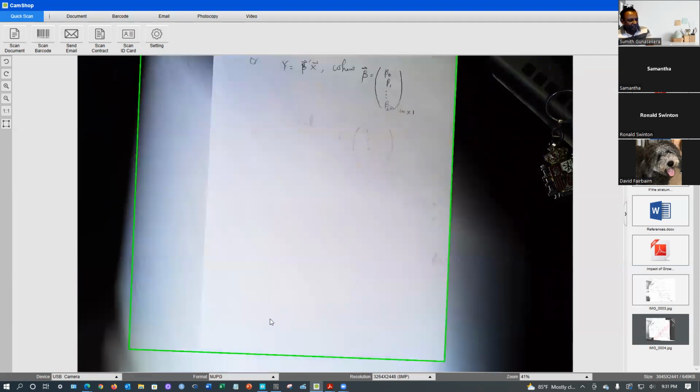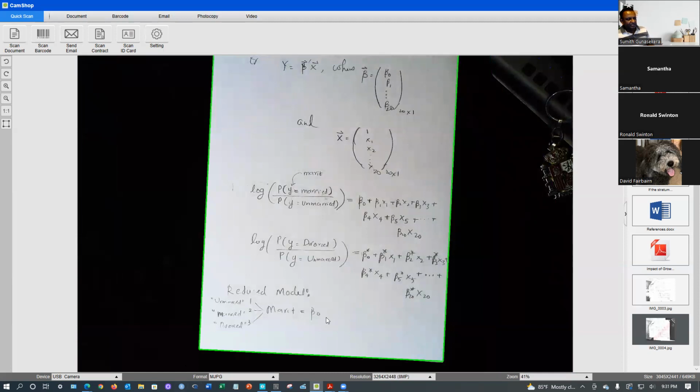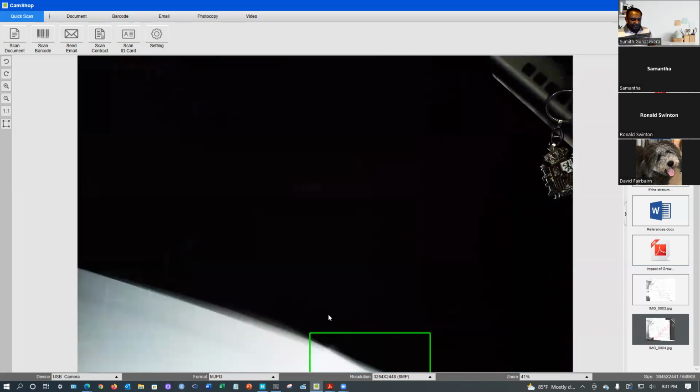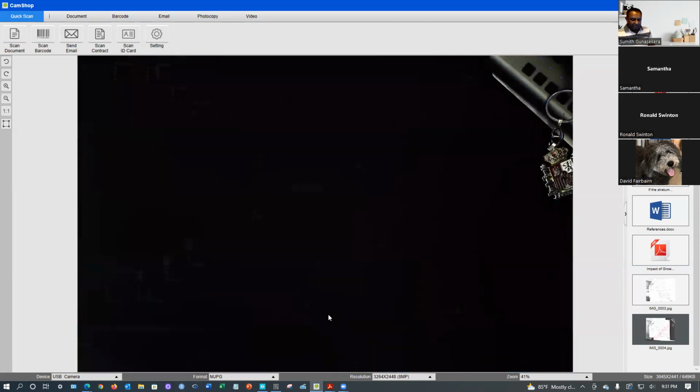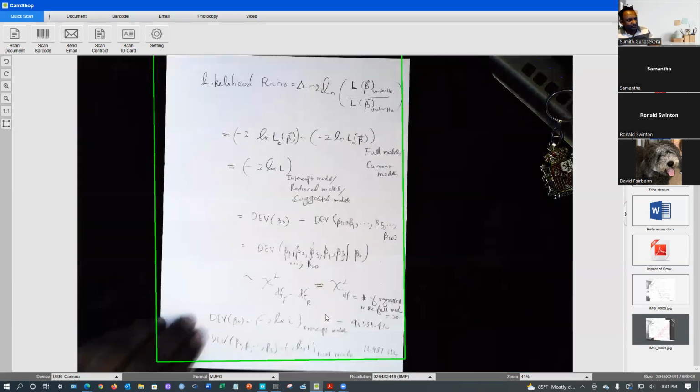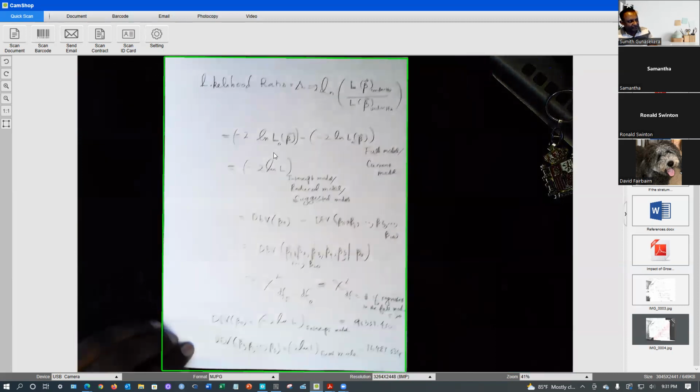What is the reduced model? The reduced model is nothing but this one, just that. Then how are you going to find that? That's how this value should be. Those are the two models, and once you have two models, this is how you get your statistics.